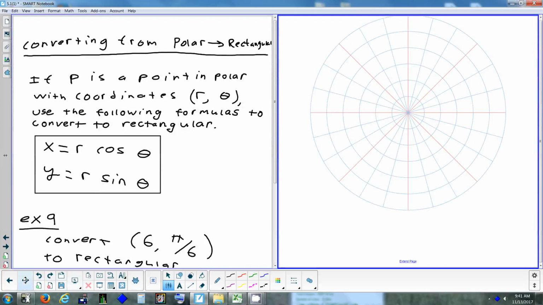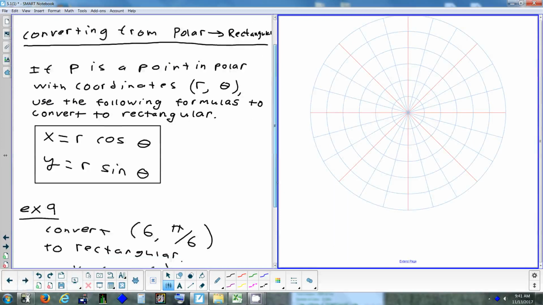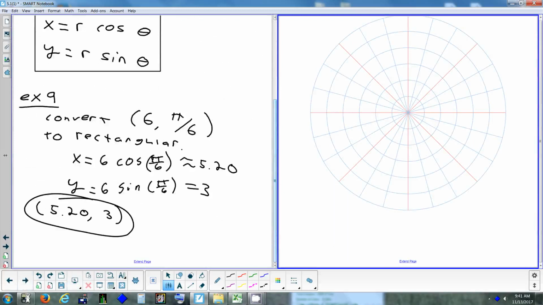So I'm going to graph 6 comma 30. This part I just want you to watch and see what happens. So 6 and then 30 degrees. It's right there.